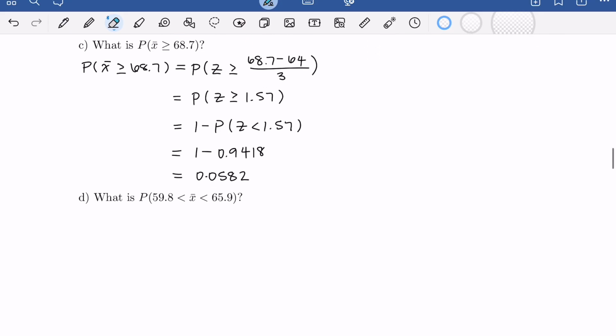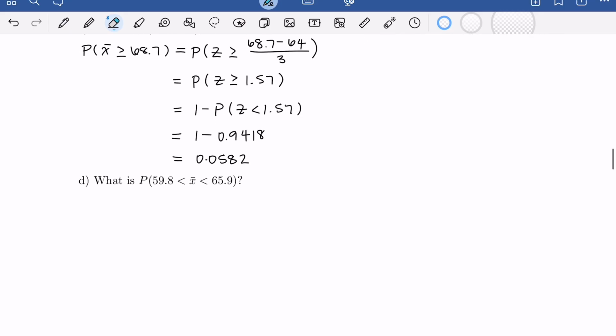And lastly, we're going to do the same thing here. We want to find the probability that the sample mean lies between these two values here. Again, we are going to use our z-scores. So this is going to be the probability, and we're transforming the 59.8 into a z-score.